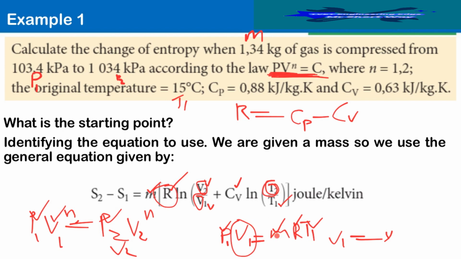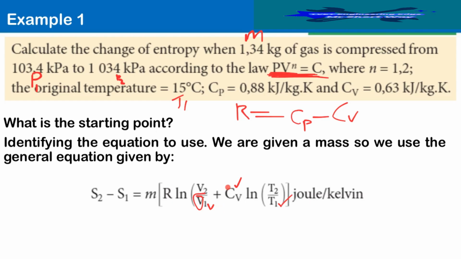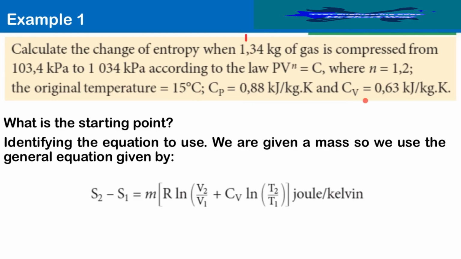Let's talk about what we expect to see when we do such calculations. Firstly, the gas is being compressed. They're telling us it's being compressed from 103.4 kilopascals all the way to 1,034 kilopascals. So it's almost 10 times the compression. So what are we expecting for V2? We expect V2 to be significantly lower than V1. Maybe even 10 times lower than V1.